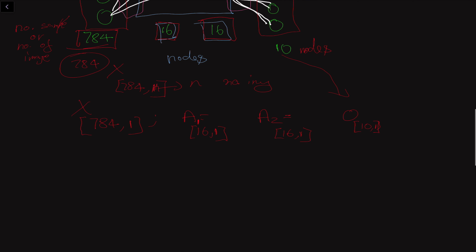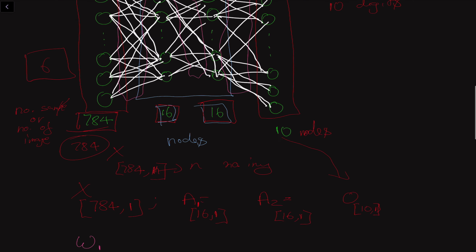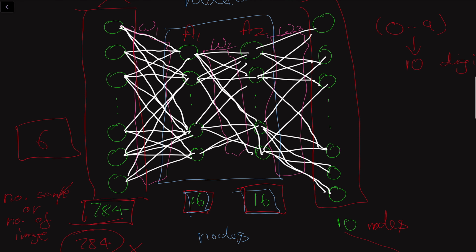So W1, what do you think the dimensions of W1 will be? Okay? Think very carefully. What would be the dimensions of W1? That is, how many weights will be in this matrix.